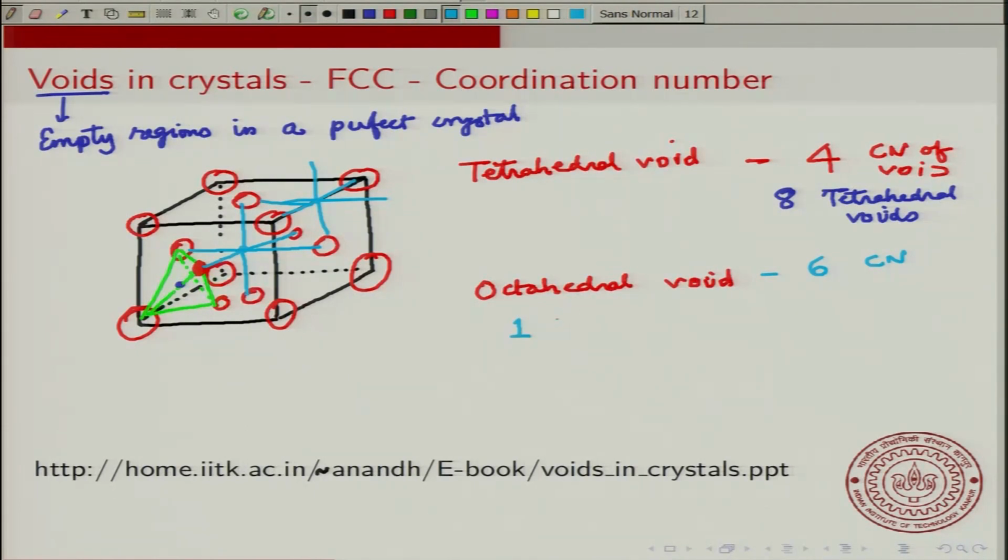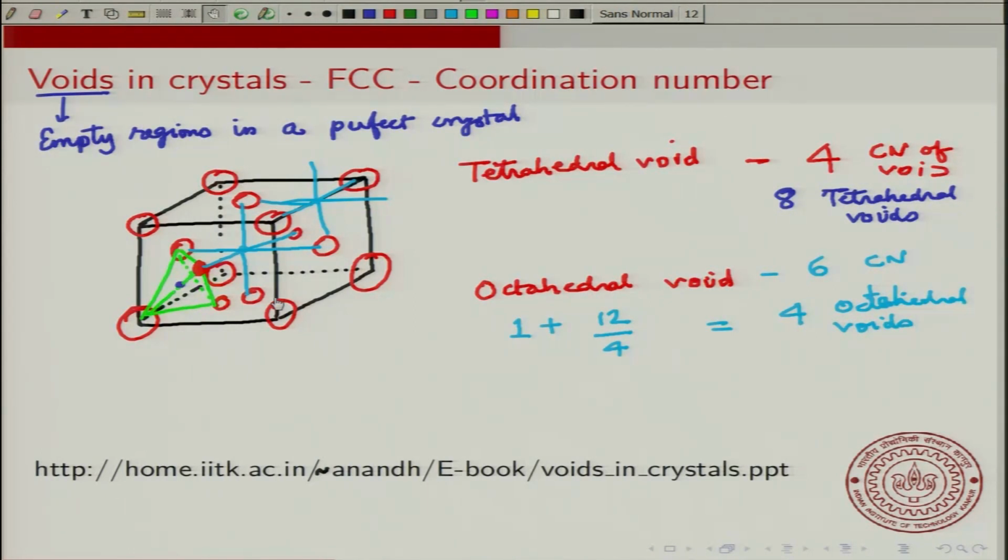There are a total of 12 edge centers, and each one contributes 1/4 to the cube that we are looking at. So a total of 4 octahedral voids. So in this one conventional cube that we consider, there are 4 octahedral voids and 8 tetrahedral voids, and you should keep in mind that this cube has 4 atoms.